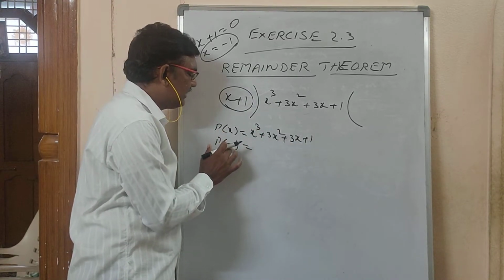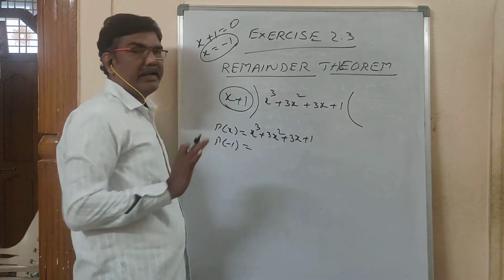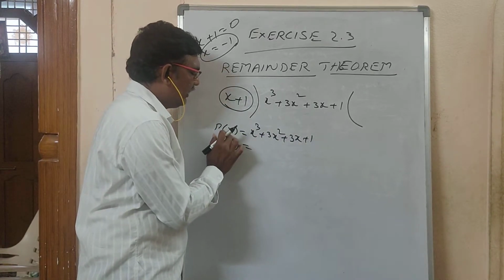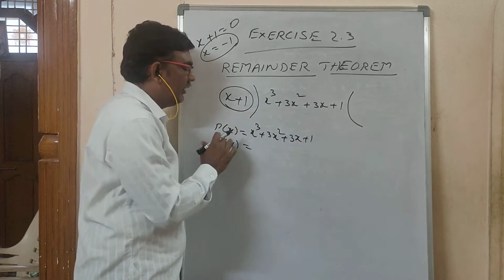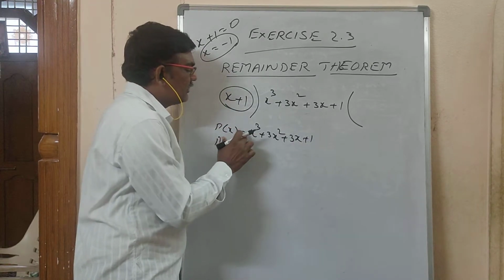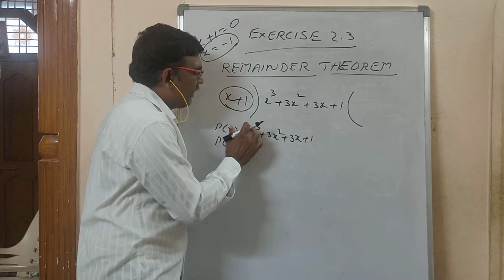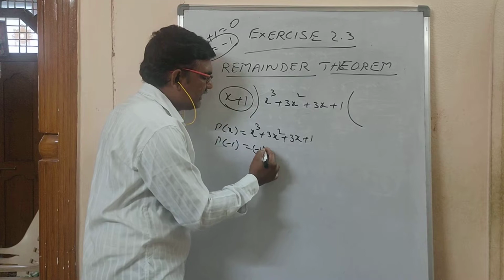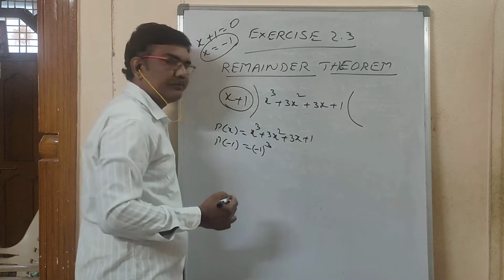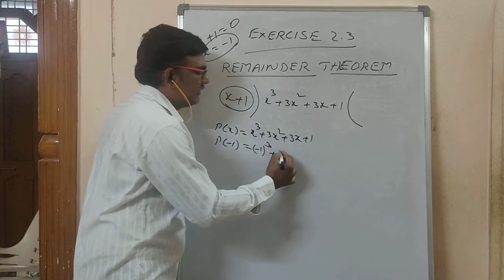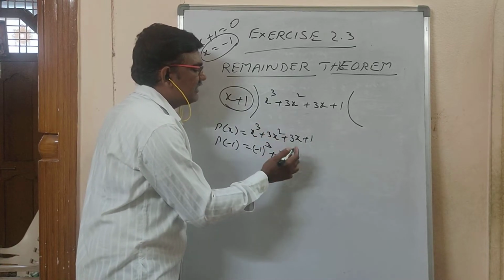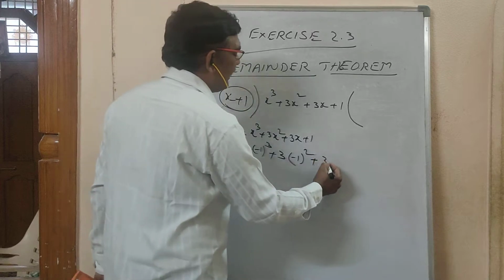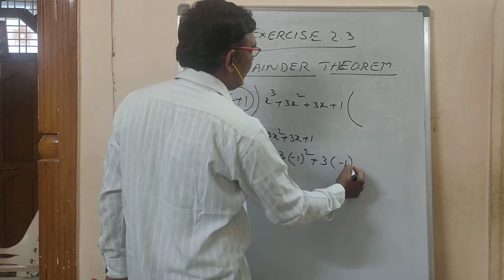Wherever x is there, you have to write minus 1 on the right hand side. It's copying only. If you are a perfect copier, we can understand this one. Here x cube is there, but in place of x I have to write minus 1 inside the brackets, and cube. Again plus 3, x square is there, x means minus 1 whole square. Again 3, x is there, minus 1, plus 1.